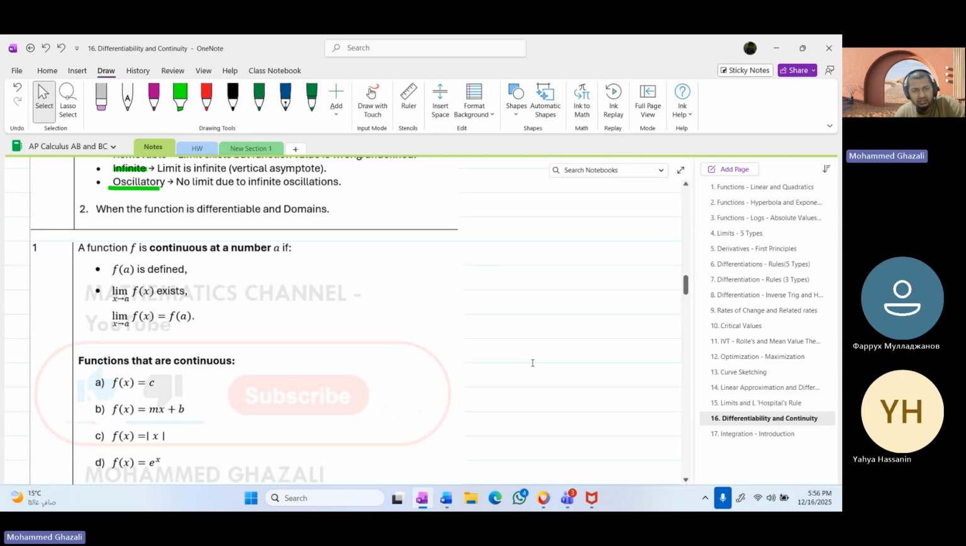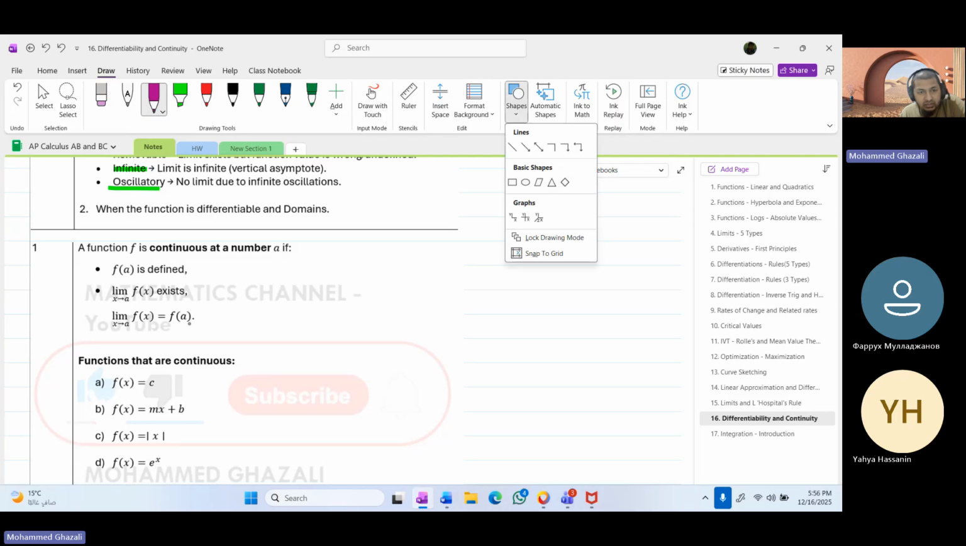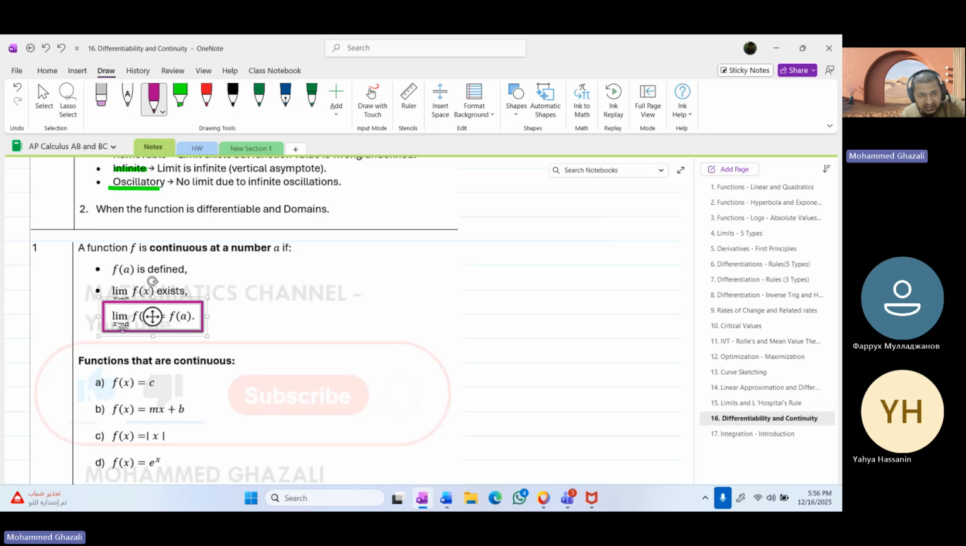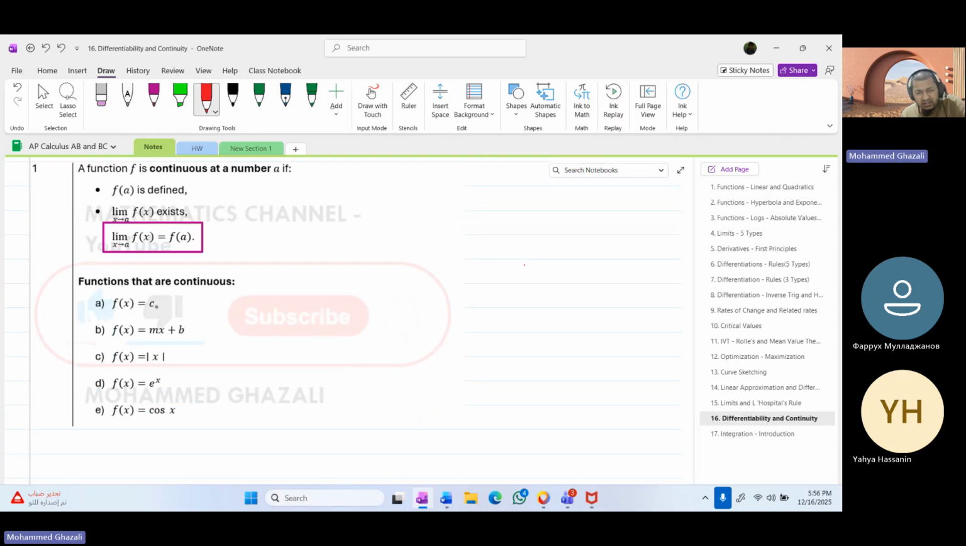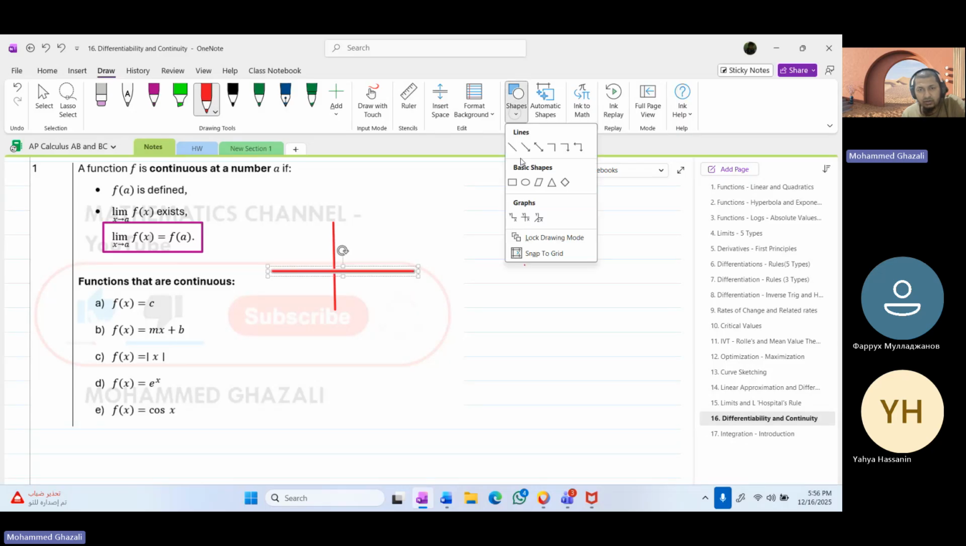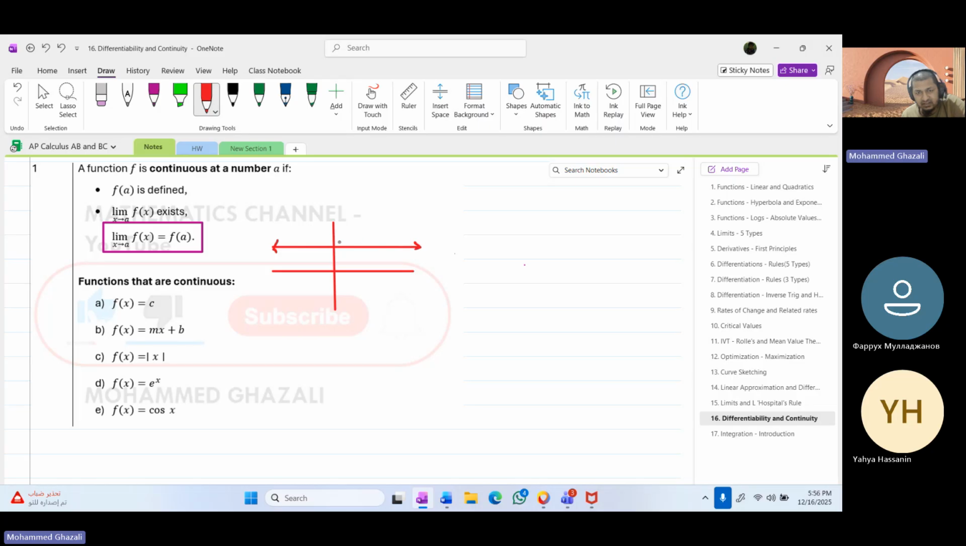A function f is continuous at number a if, okay, so we did this definition for continuity, all right? I told you about the definition for continuity. So this is the definition for continuity. Limit as x approaches a of f of x is equal to f of a. Now, what are some of the continuous functions? A continuous function is like a constant function. f of x is equal to c. What does f of x equal to c look like? It's just a constant, right? Can be any constant. It's a horizontal line because the domain of that function is x is an element of real numbers. Okay. This is f of x is equal to c.